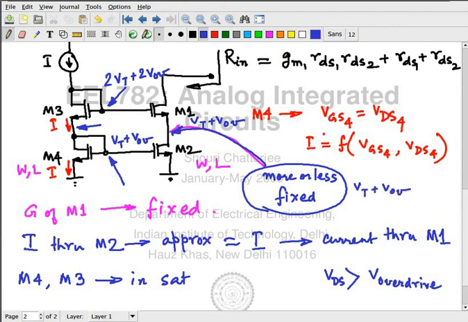You can go up to VOV, but it's not at VOV, it's at VT plus VOV. If M1 and M2 are both in saturation, then the voltage at the drain of M2 is at VT plus VOV. You can have the VDS of M2 be VOV, and the VDS of M1 is also VOV.